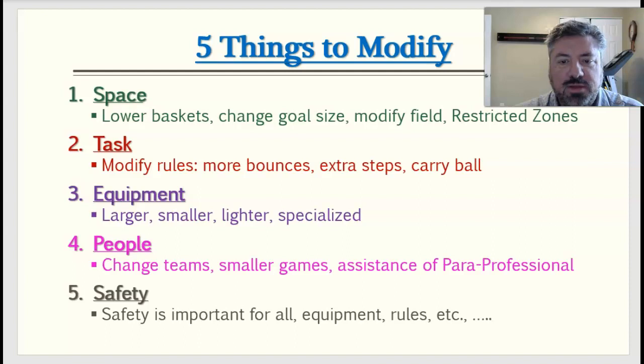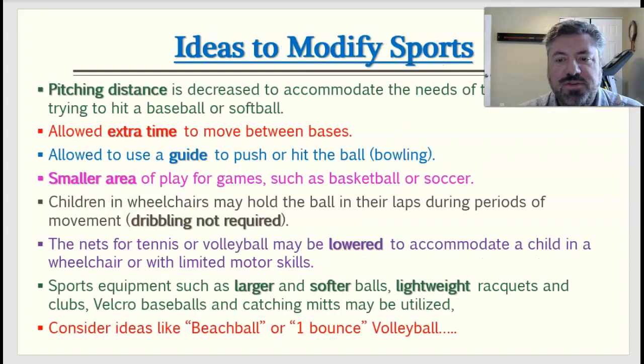All right. So here are some specific ideas how to modify sports. If you think about playing baseball or softball or even kickball, you could decrease the pitching distance to accommodate the needs of the student, whether they're pitching the ball or throwing it, or attempting to hit the baseball or softball. When a student tracks visually, the further away, the harder it is to get your swing pattern to match up.